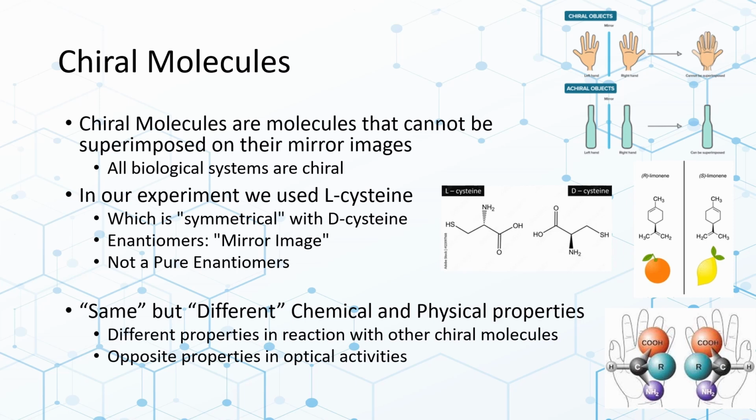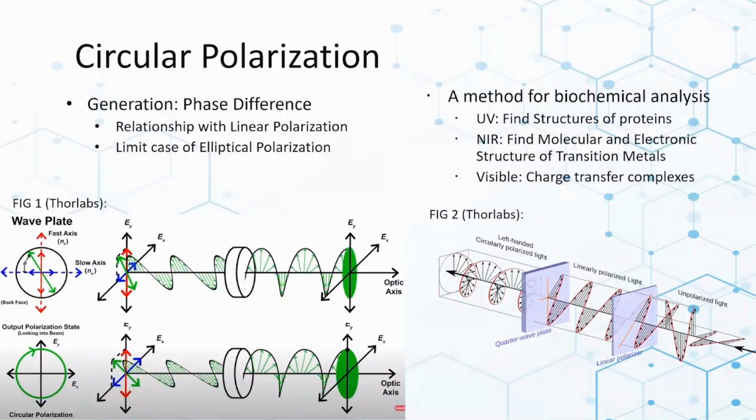Chiral structures have the same chemical and physical properties, but different properties in reaction with other chiral molecules, and opposite properties in optical activities. Enantiomers can be distinguished by CD spectroscopy because different enantiomers interact differently with polarized light. We expect that they will have a mirrored CD plot. The opposite optical activities mainly refer to absorbance of a pair of circularly polarized light.